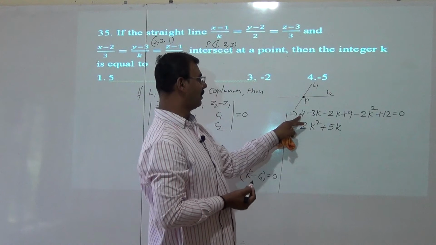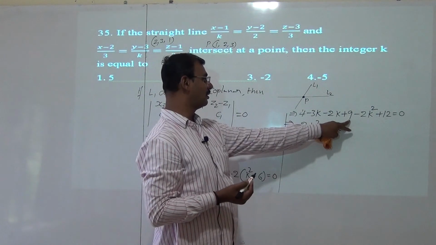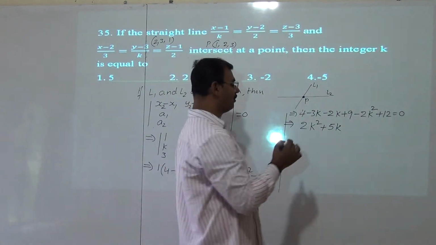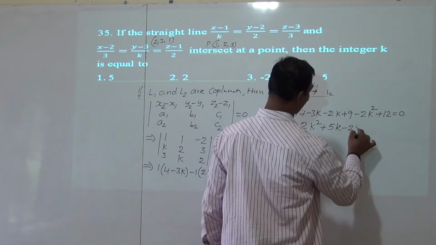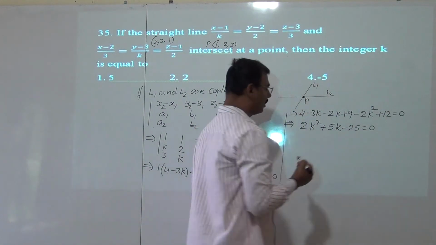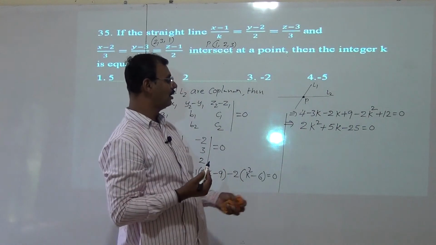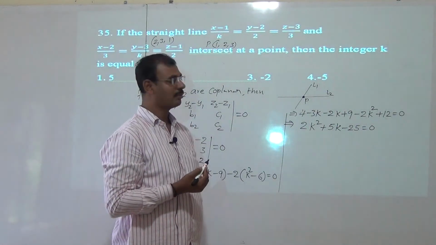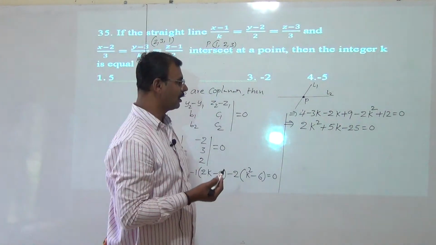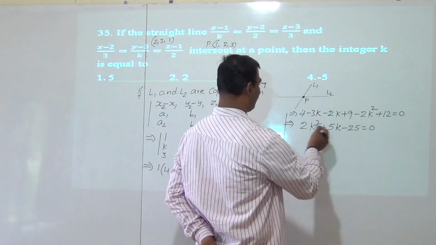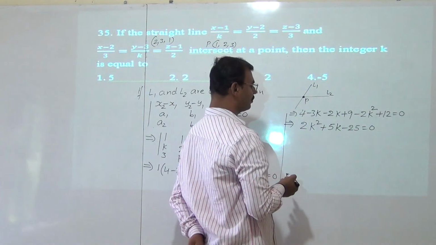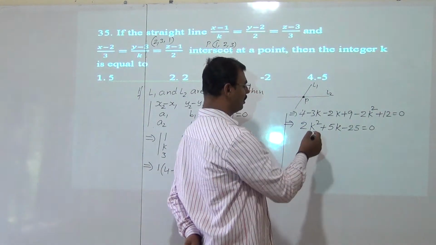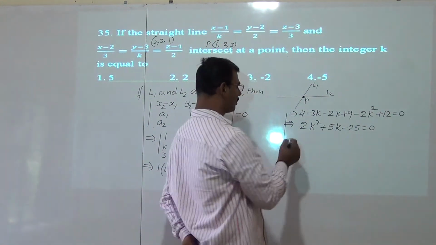4 plus 9, how much is that? 13. 13 plus 12, 25. Minus 25 is equal to 0. So this is the quadratic equation. Factorization, find out the k value. Minus 25 into 2, minus 50. We can write 10 into 5 also 50.